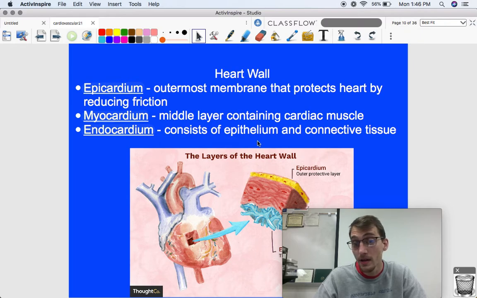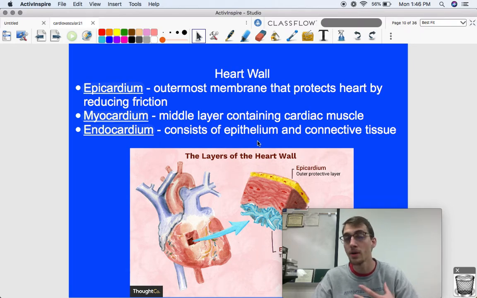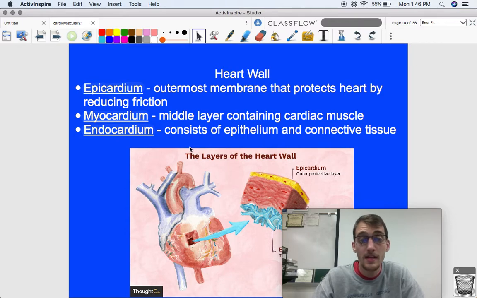Myocardium is the middle layer that contains cardiac muscle, because remember, cardiac muscle is the muscle tissue that's only found in the heart, and it's autorhythmic and involuntary, meaning that it's going to contract on its own. And then finally, the endocardium is the innermost layer. It's made up of epithelial tissue and connective tissue that holds it all together. Okay, so those are our three layers of the heart wall.